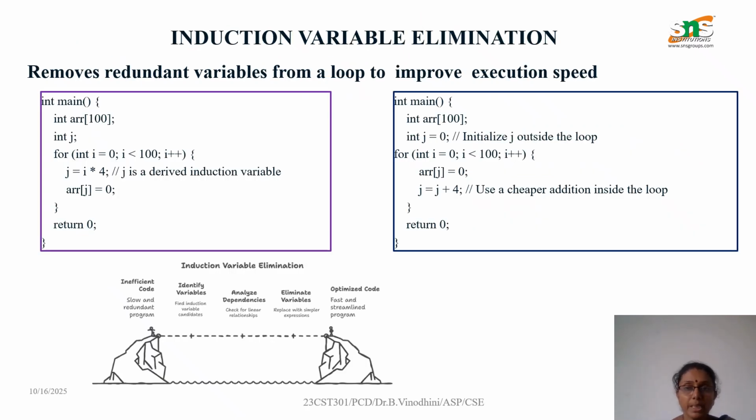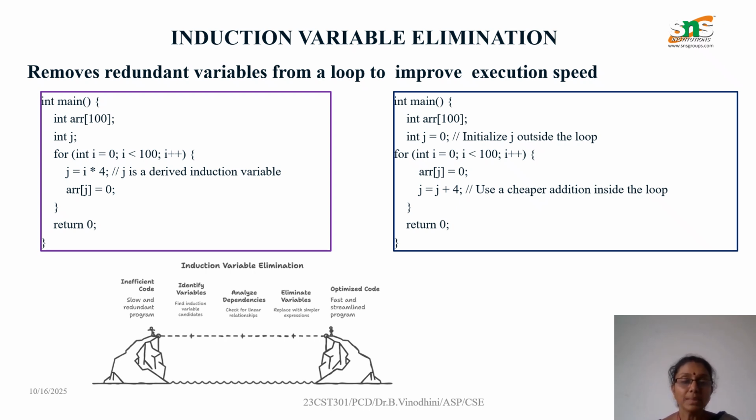Next is induction variable elimination. In this, the induction variable is identified. We remove the induction variable from inside the loop to improve the execution speed. For example, on the left-hand side we have the unoptimized code. The main objective of the for loop is that it is executed 100 times, but every time the value of j is incremented by 4. So that is the main objective.